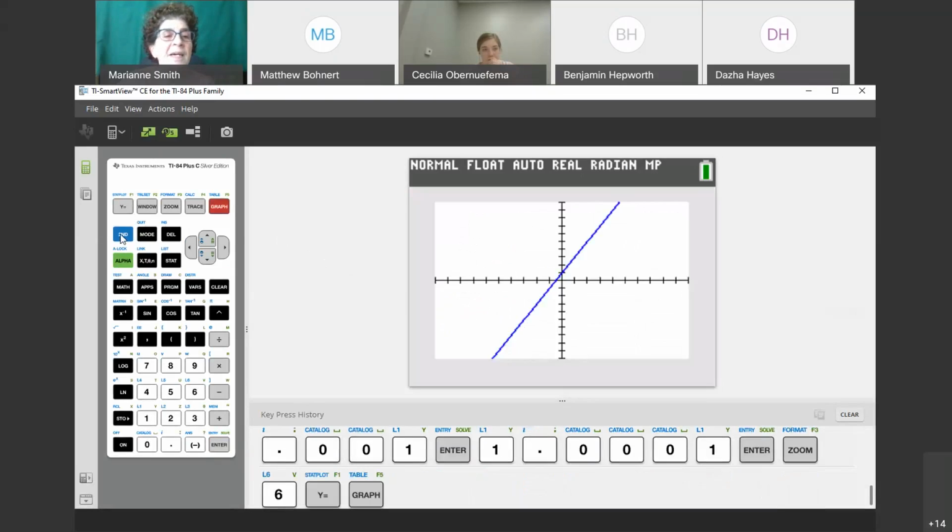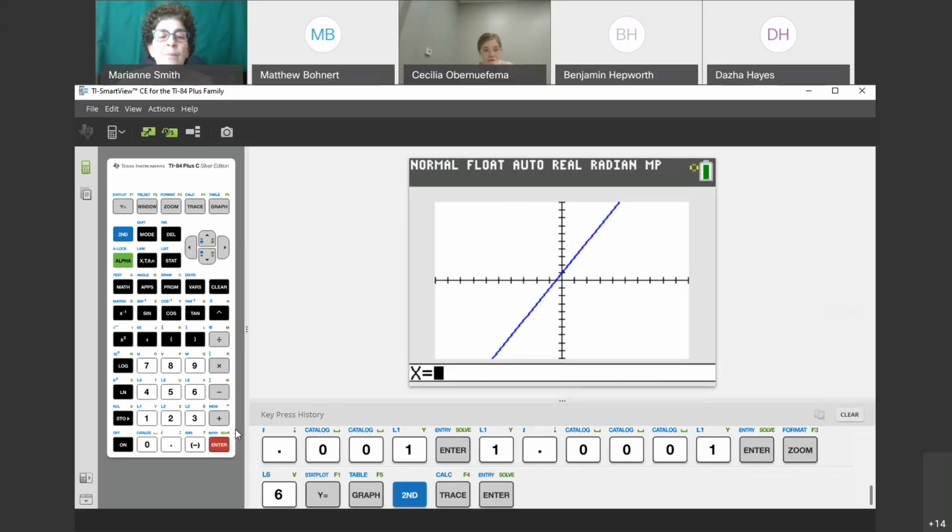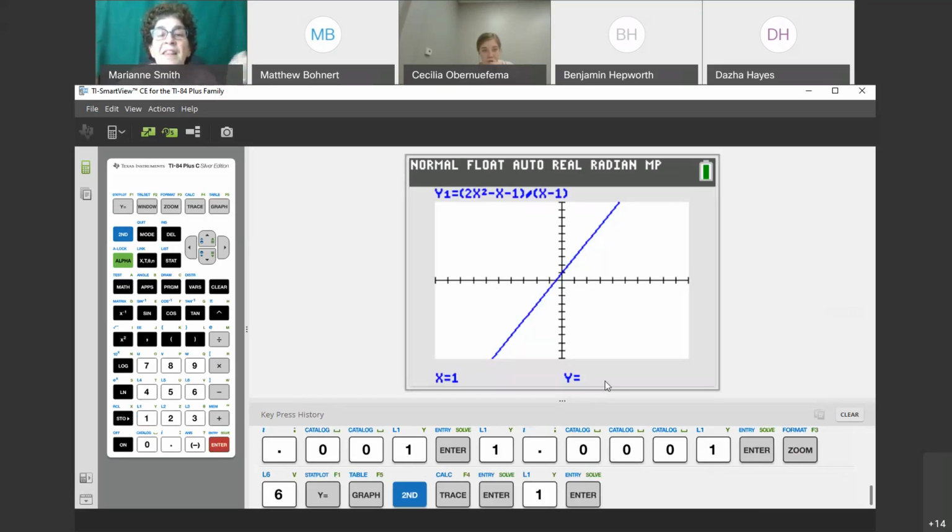Here's how you do it on a TI. Second, trace, use the value function, plug in 1. And notice down here, you get y equals nothing. That's because it's not defined there. If you were to zoom in very far on the graph, you might be able to see a tiny little break in the blue line. But this is the most reliable way to find holes with a graphing calculator: actually ask the graphing calculator, what's the y value when x is 1? And it'll say there isn't any.